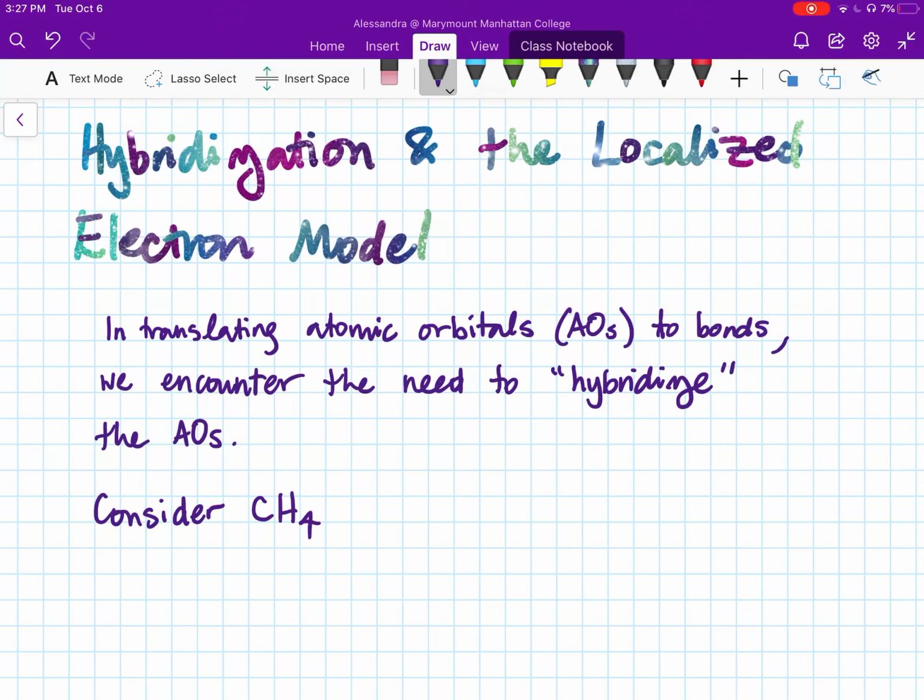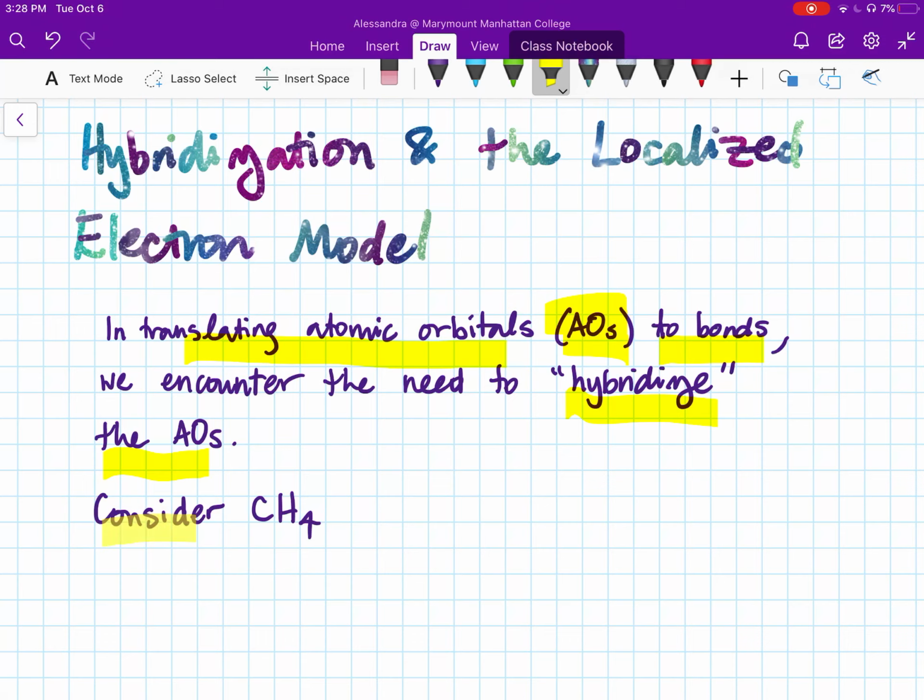Okay, so now let's get into what is really going on to give rise to the bonds and molecules. In this lecture, we're going to be introducing hybridization and a model called the localized electron model. Hybridization is something that comes about because in translating atomic orbitals, which I'm going to call AOs, to bonds, we encounter this need to hybridize the atomic orbitals. And I can't really explain this without giving you an example.